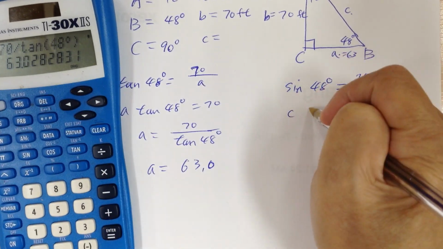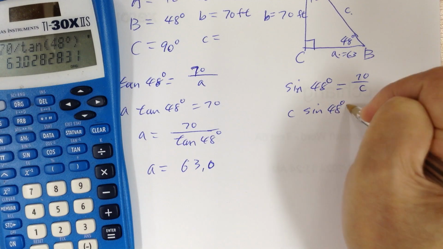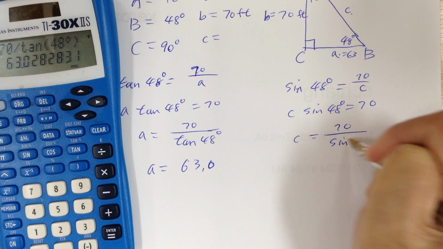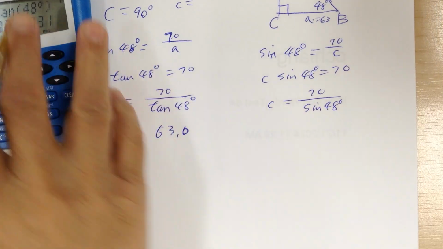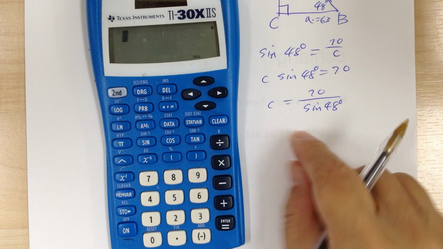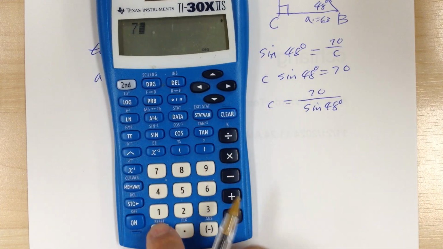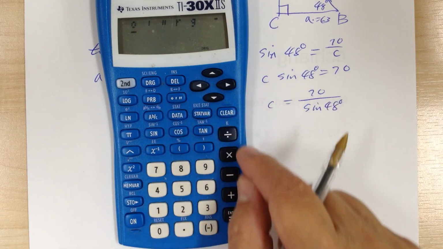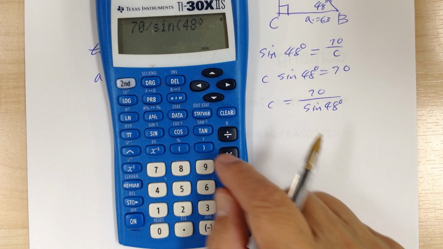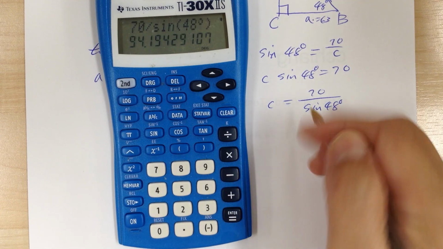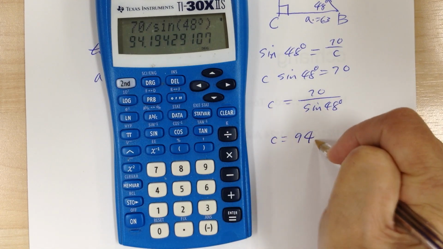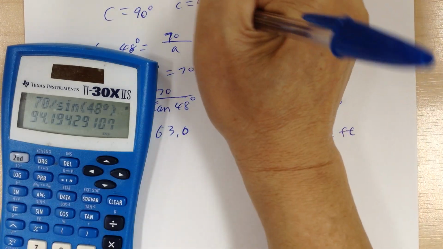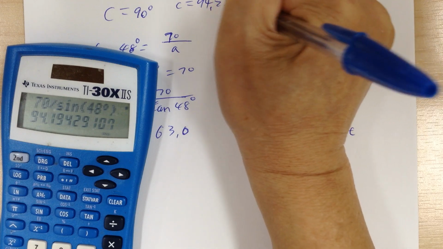Okay, so cross multiply, divide. Let's use the calculator. Again, make sure you write down all the steps. So 70 divided by sine of 48 degrees, equal. So c equals 94.2 feet. So you put over here 94.2 feet.